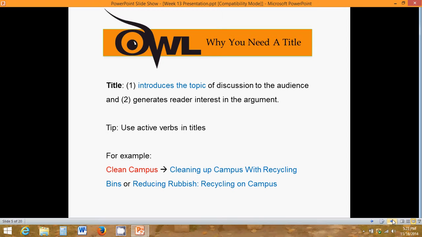So reducing rubbish is a little bit more active, and it also generates a little more interest just because of the word choice. It also has a bit of alliteration, which is fun. So alliteration is when we repeat the same sounds at the beginning of words, which adds emphasis. So we can use those literary techniques that we've talked about earlier in the term to create interest. So alliteration, generally you think of that in terms of poems and things, but you can use it to add emphasis to a point of view.